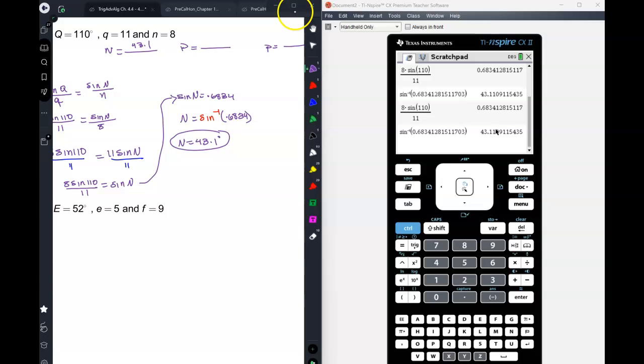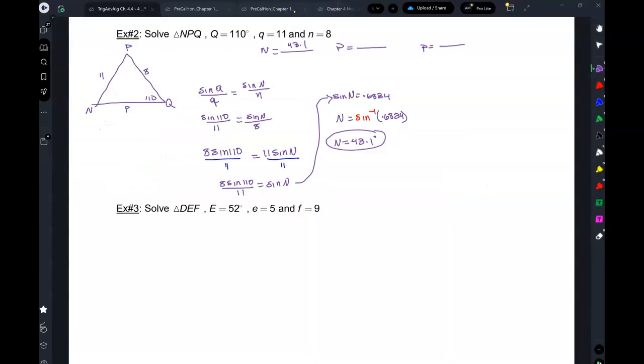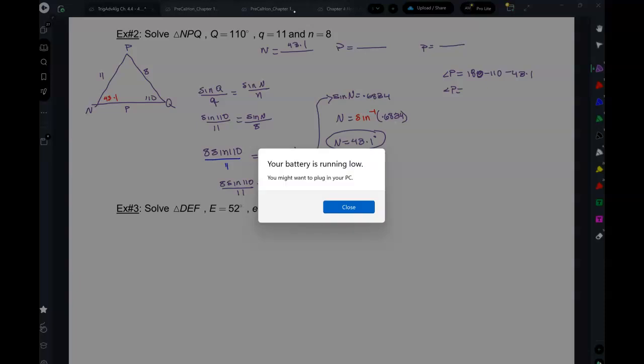So next. So now, if this is 43.1, I can find P, right? Angle P is equal to 180 minus 110 minus 43.1. Let me know how much that is.